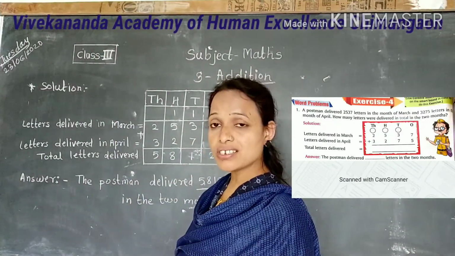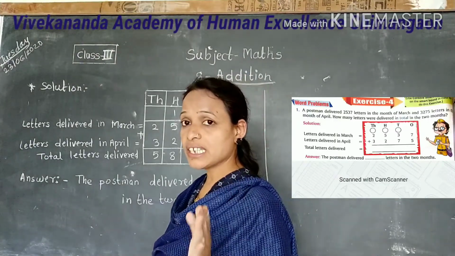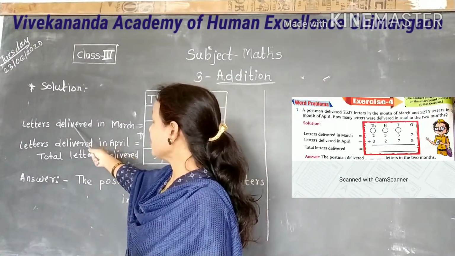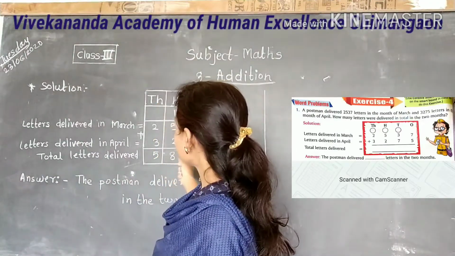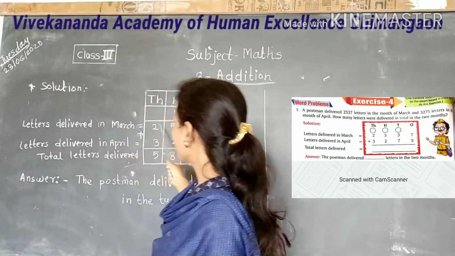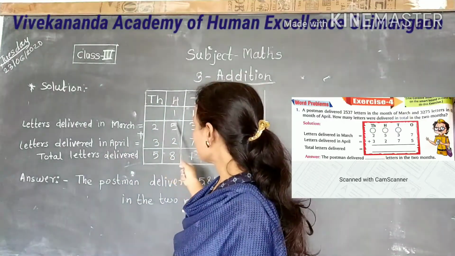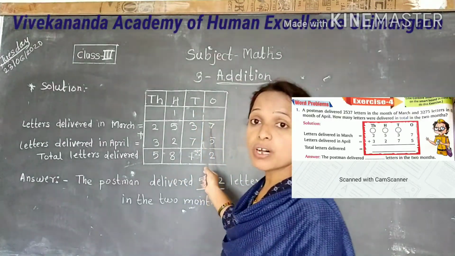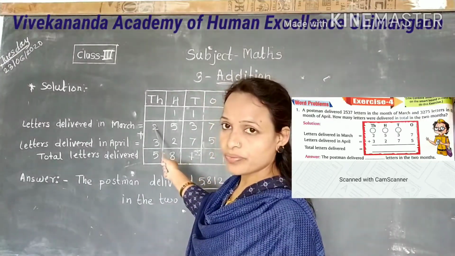So first, after reading the word problem, what thing came to know? A postman delivered letters in the month of March. How many? 2537. So the letters delivered in March, you have to write in the column in front of it. I told you, you have to write from the ones place. So 7, 3, 5, 2.